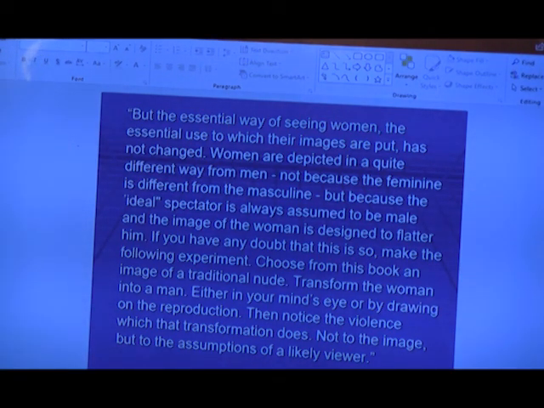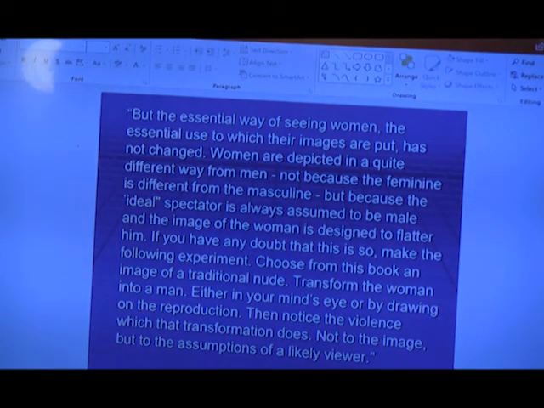Many of you media literate people will say, of course there are many, many exceptions to this rule. Even in glamour magazines. There was a Sports Illustrated swimsuit cover that was about the woman taking her power back, supposedly, in the whole Me Too movement. And there's a lot of that. There's a lot of feminist pictures of women taking their power back, showing themselves as, blah, blah, blah, right? But the essential way of seeing women, the essential use to which their images are put, has not changed.